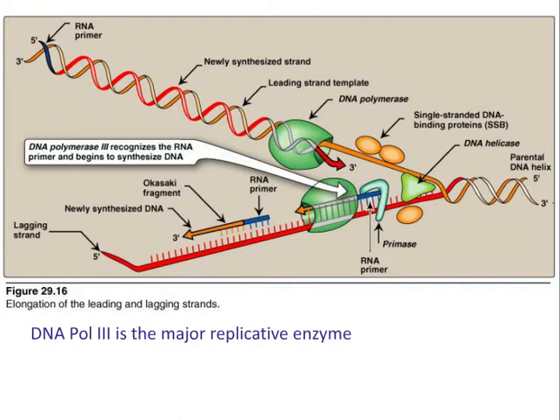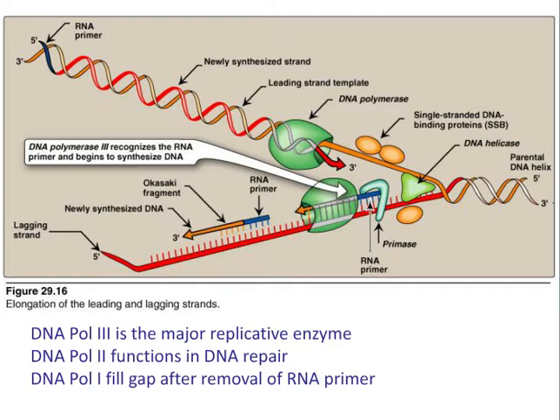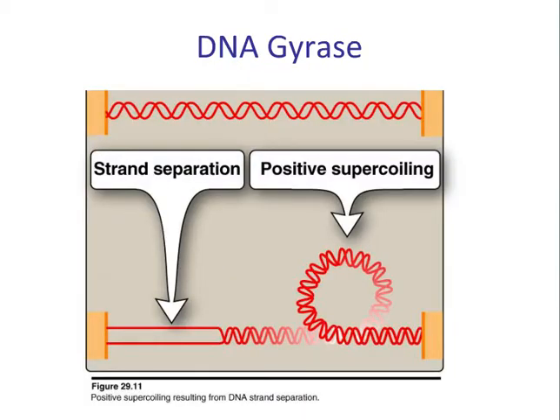Two other DNA polymerases have major roles in prokaryotic organisms. DNA polymerase II functions in DNA repair mechanisms, while DNA polymerase I fills the gap after removal of the RNA primer during DNA replication.